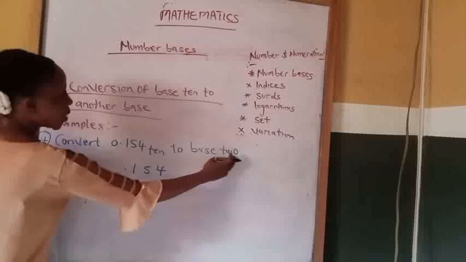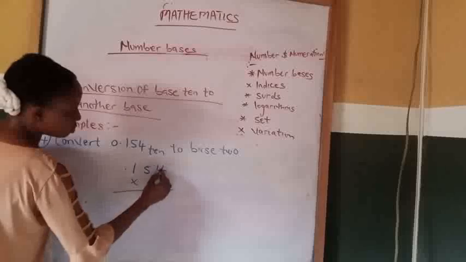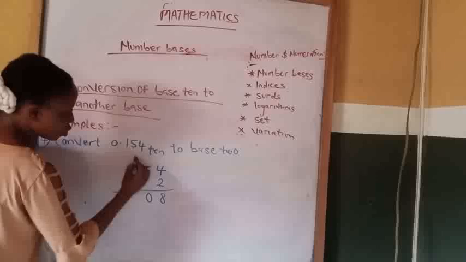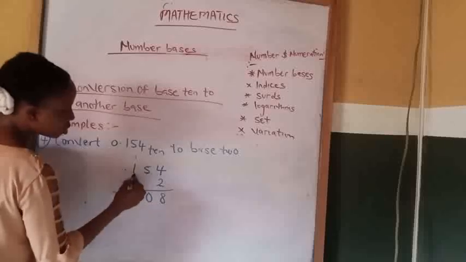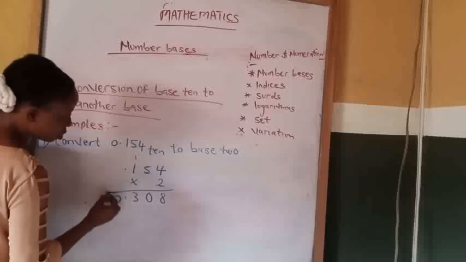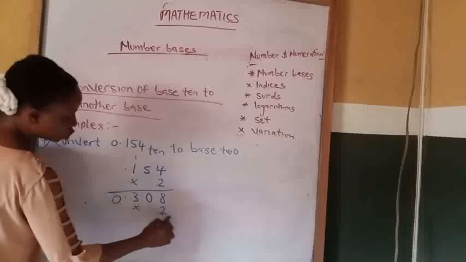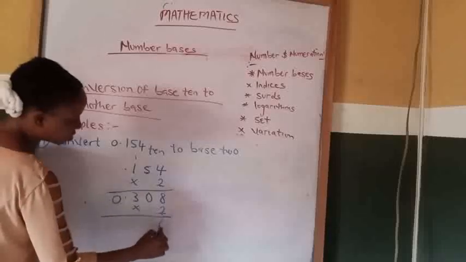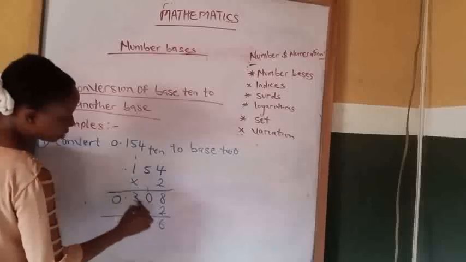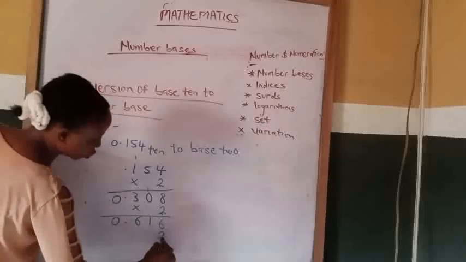0.154. So you multiply by your new base, times 2. 2 times 4, 8. 2 times 5, 10. Is 0, carry 1. 2 times 1, 2 plus 1, 3. So remainder 0. So you multiply by your base again, which is your base 2. So 2 times 8 is 16. 6 carry 1. 2 times 0, 0 plus 1, that's 1. 2 times 3 is 6. Remainder 0.